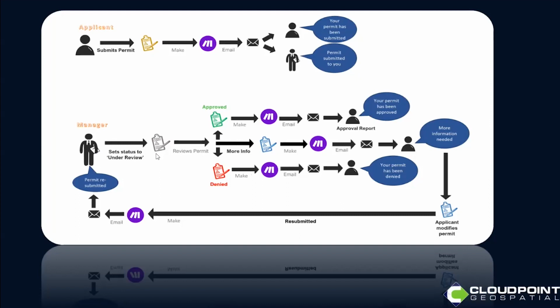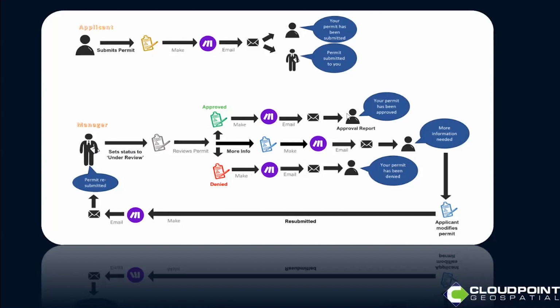But that gives the applicant a way to know, if they're looking in that permit manager, that somebody has received their submission. And then we have a few different paths that we can go. So we can go up and we can approve the permit. And then it comes through Make and sends an email out to the applicant that their permit has been approved.